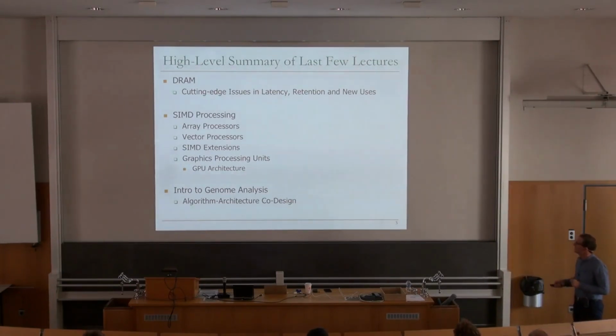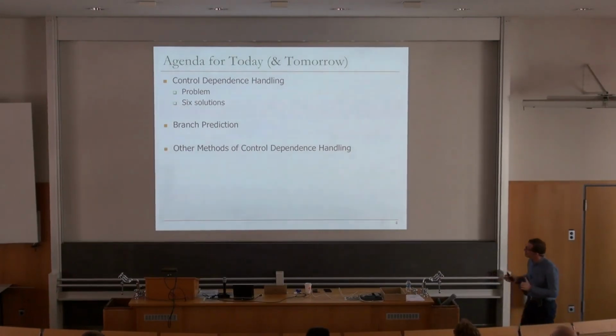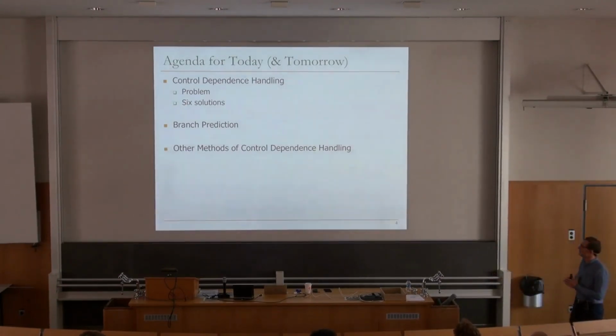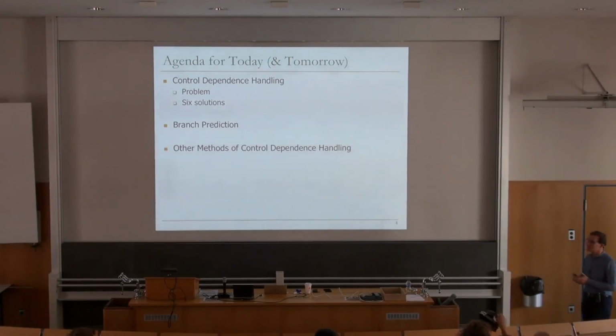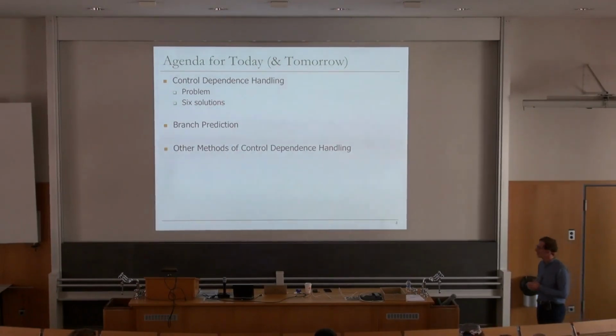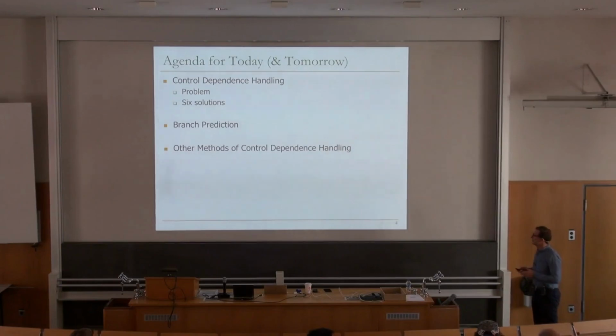Okay, today and maybe tomorrow, we're going to talk about control dependence handling. We're going to talk about the problem and hopefully 6 solutions. I cannot promise all 6 right now, but certainly branch prediction we're going to cover today. And hopefully, if time permits, we're going to go to other methods of control dependence handling. And as I said, this is a topic that has fascinated many, many researchers. And a lot of the things that I'm going to describe actually went into processors. The processors that you're using today are really using very, very sophisticated branch prediction methods. And we'll talk about that. And they may still need more.